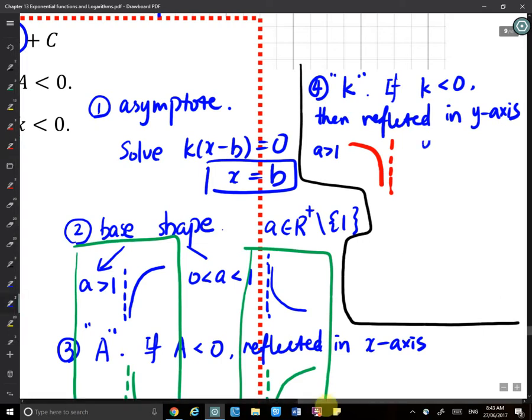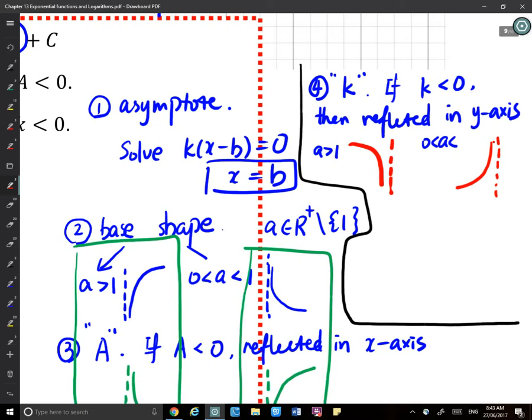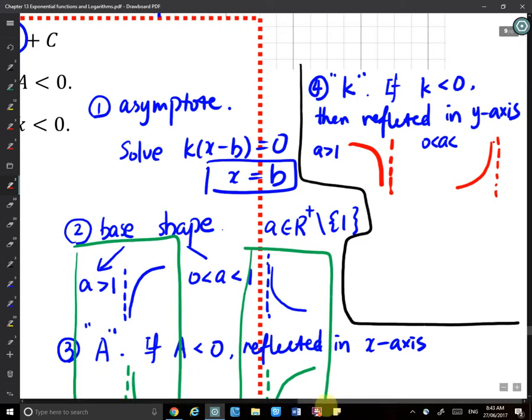If the base is between 0 and 1, it will be reflected by the y-axis. You have this shape. It's only reflected by the y-axis. And you can also reflect twice if both of them are negative. That's number 4. After we finish number 4, we have to make sure what the shape actually looks like.